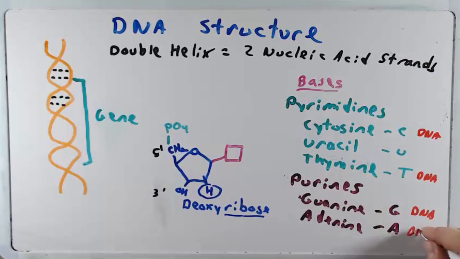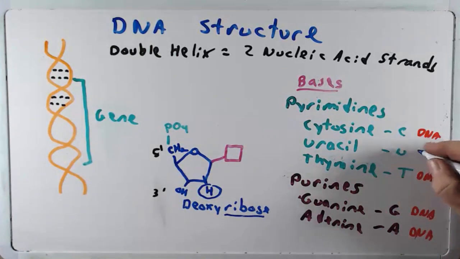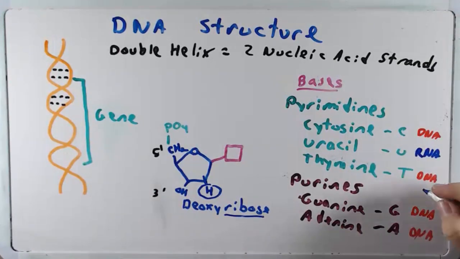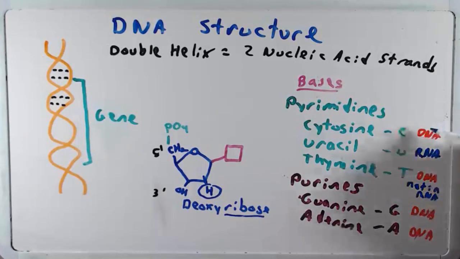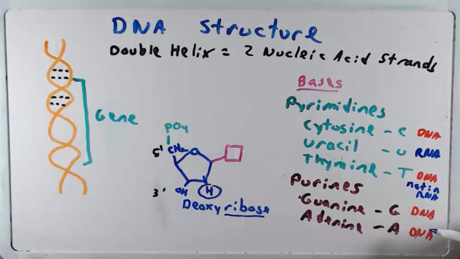We haven't talked much about RNA yet, but this is an appropriate time to talk about it here. Uracil is not found in DNA, but it's found in RNA. And thymine is not in RNA. But RNA does have cytosine, and it does have guanine, and it does have adenine.